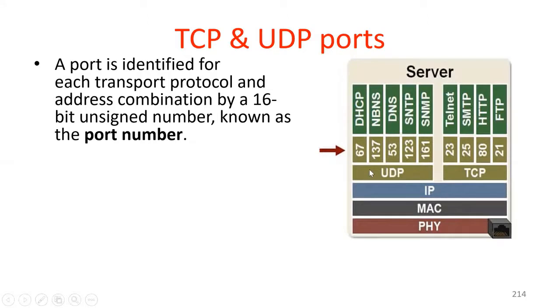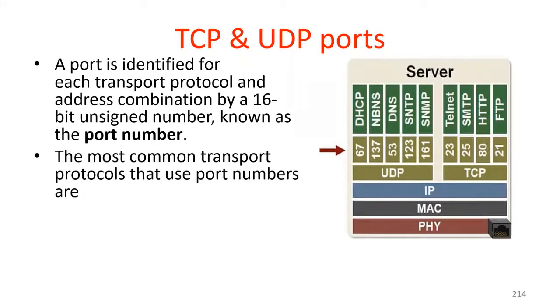Here, for example, in this diagram you have specific transport protocols. The UDP protocol is associated with these services: DHCP services on ports 67 and 137, then DNS services on 53, and then 123, which is SNTP services. For providing these services, a port number is identified for each in the transport layer. There are different port numbers for UDP, and communication is addressed by a 16-bit unsigned number, also known as a port number.